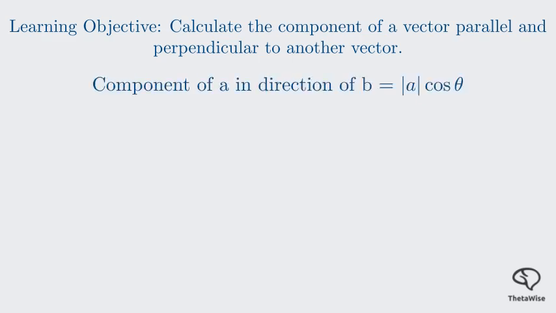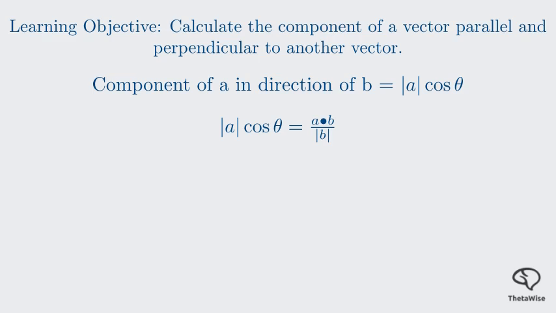From trigonometry, this length is simply the magnitude of A times the cosine of the angle theta between A and B. Using the scalar product formula, A dot B equals the magnitude of A times the magnitude of B times cosine theta. We can solve for the magnitude of A cosine theta. We find that it is equal to A dot B divided by the magnitude of B. This is a convenient formula.